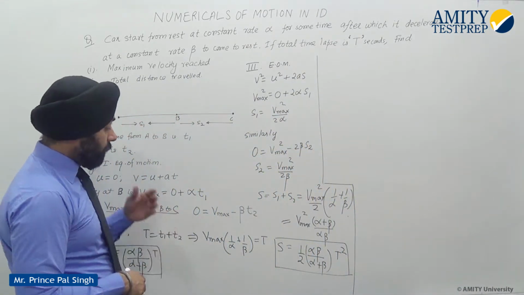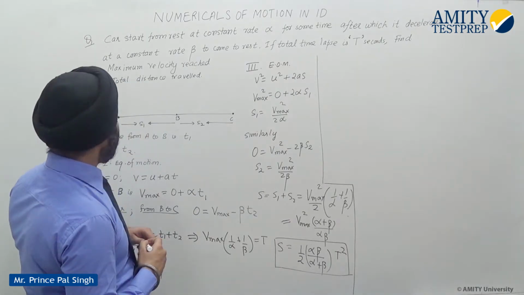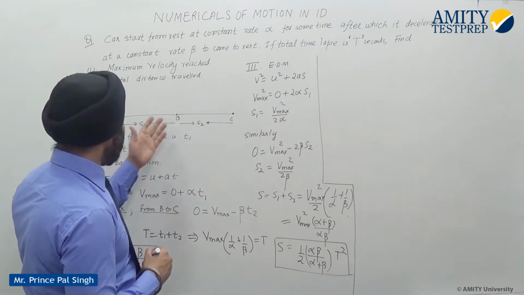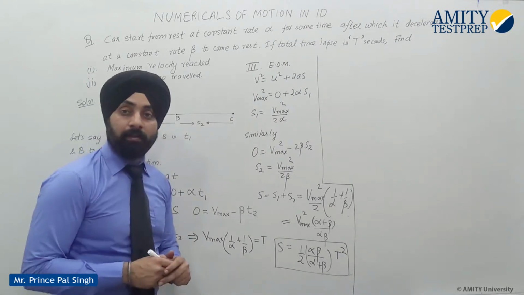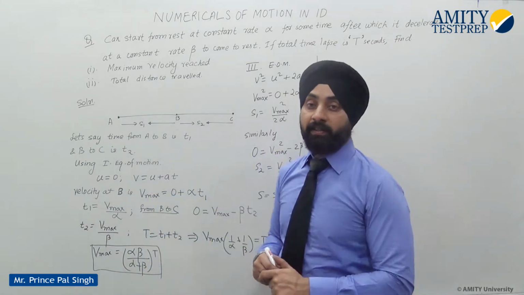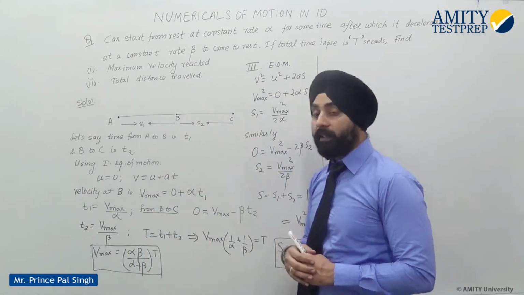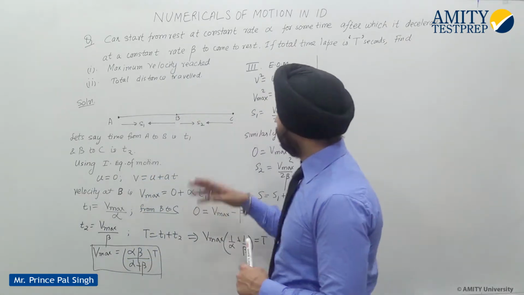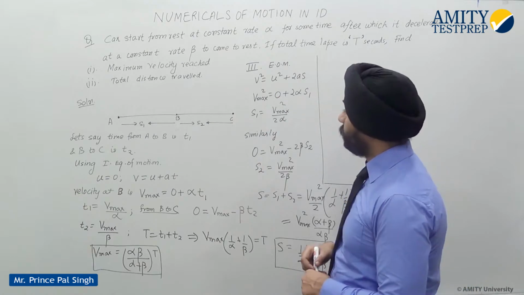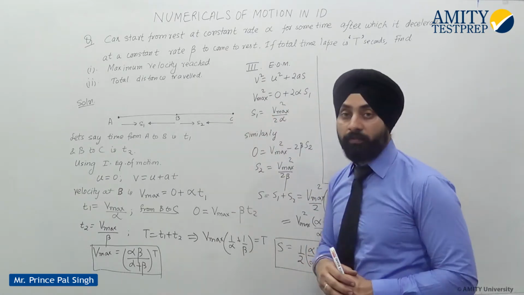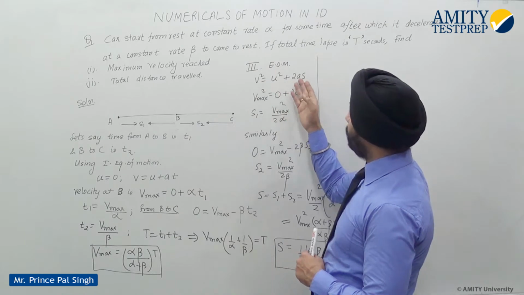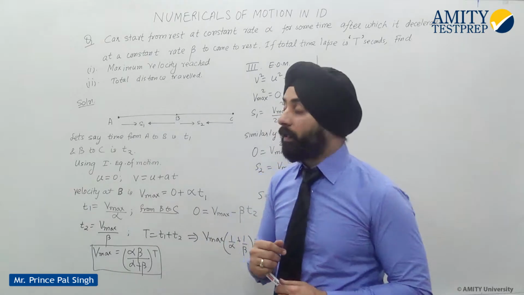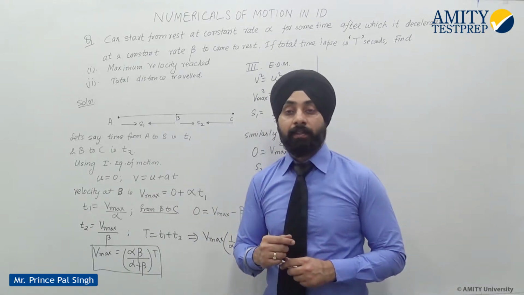Now let's find out the total displacement of the car from A to C. From A to B, it has travelled S1 distance with the acceleration alpha, and then from B to C, it has travelled a distance of S2 with the deceleration beta. So we will apply the third equation of motion, which is v square equal to u square plus 2as or v square equal to u square minus 2as. The plus is in the case when the car accelerates and minus is in the case when the car decelerates.